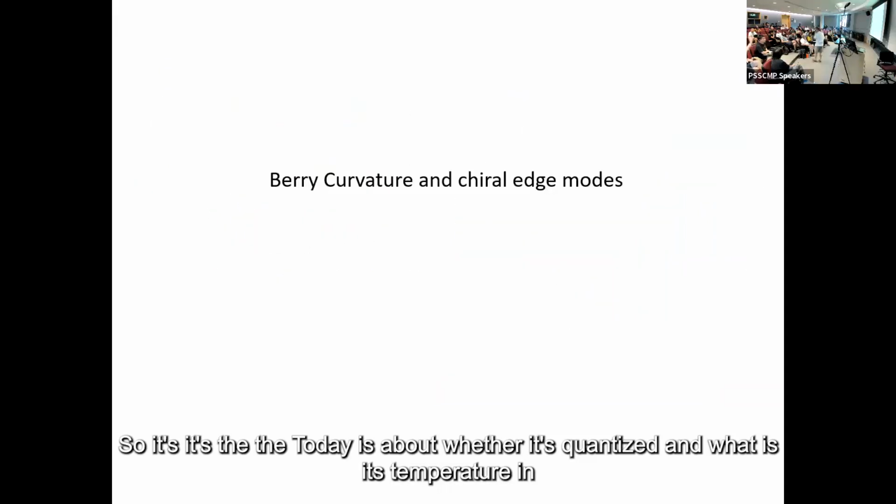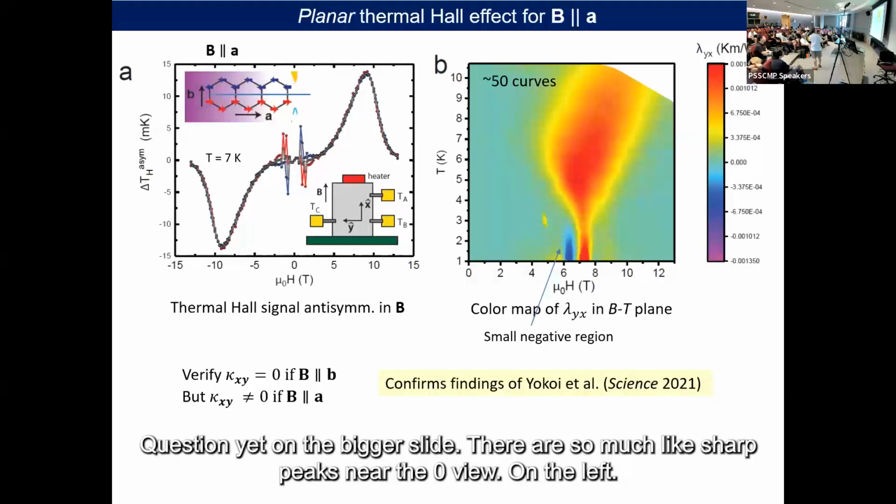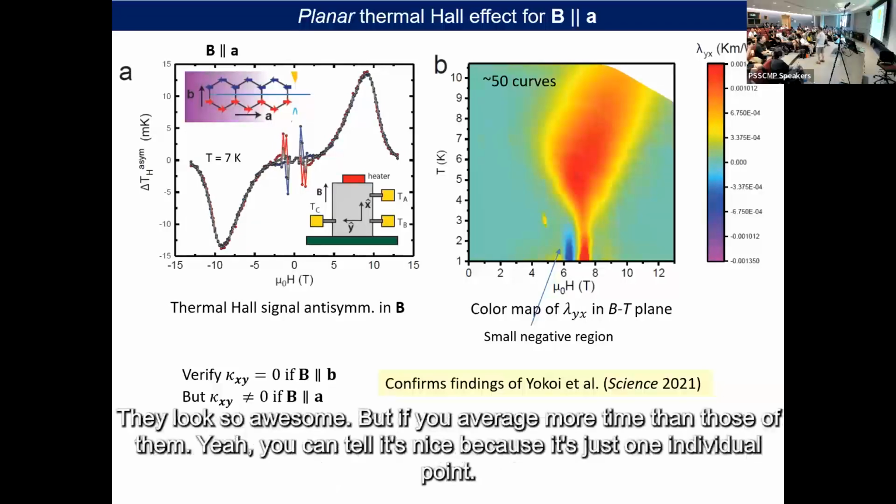Sorry, can I ask a question? Yeah. On the previous slide, there are some sharp peaks near zero field on the left hand side. Oh, that's noise. It looks so, but if you average more times, it goes away. You can tell it's noise because it's just one individual point.